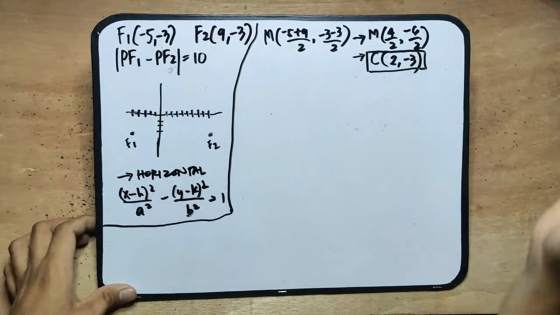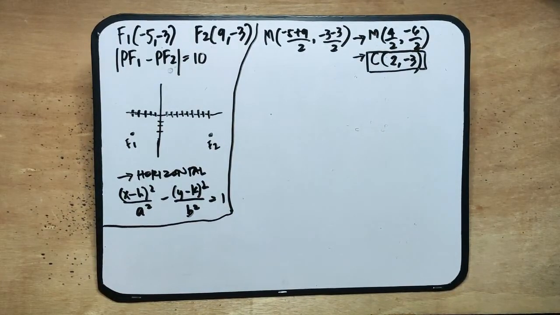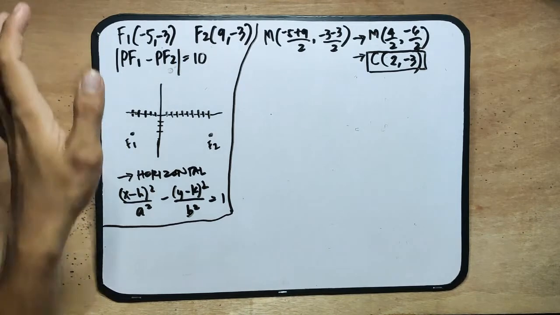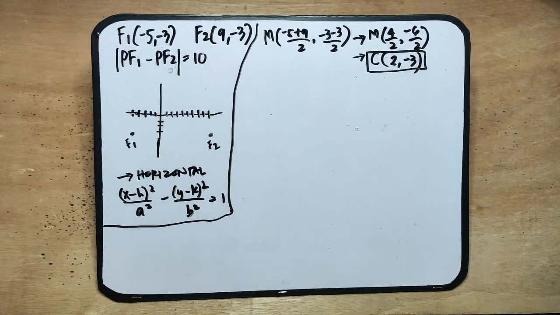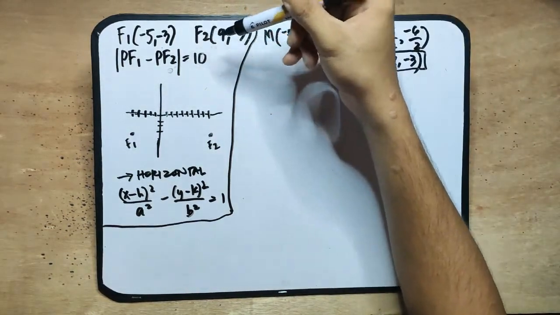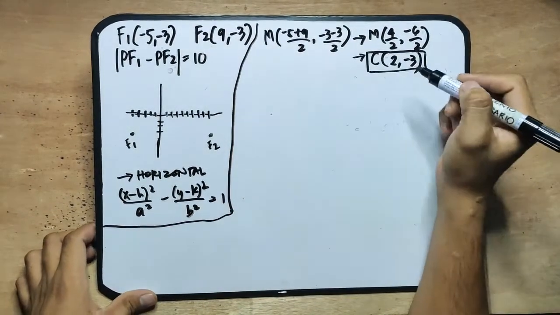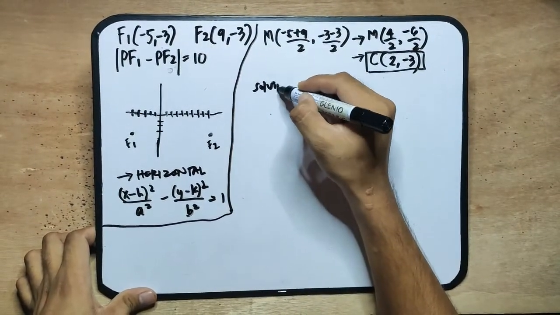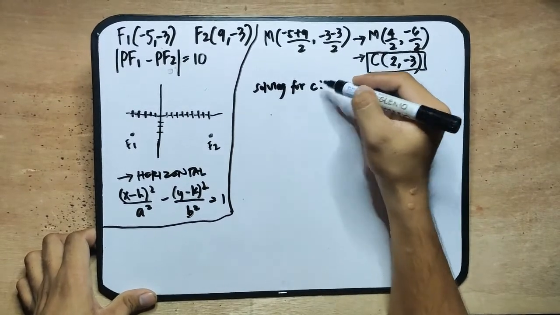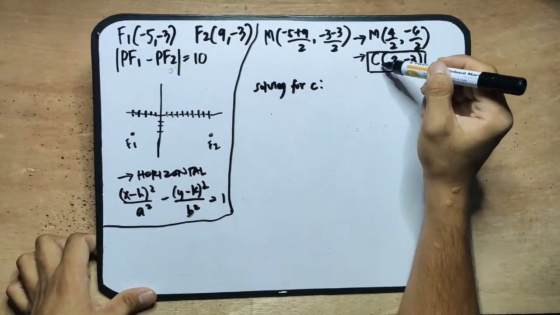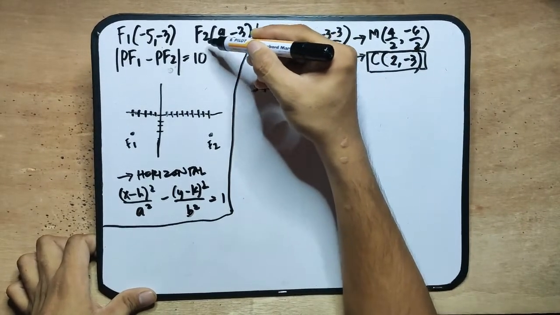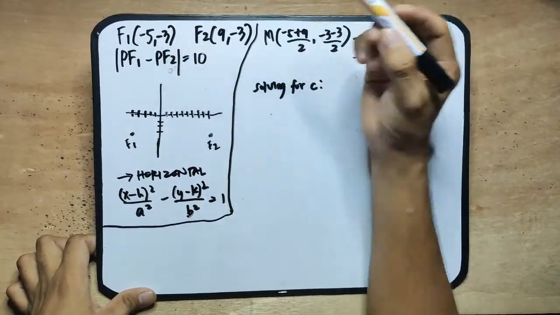So, kailangan na nating hanapin ay yung values ni A, B, and C. So, since given yung foci at nahanap na natin yung center, we can directly or immediately identify the value of C. So, how? Ano ba yung C? Yung C, yun yung distance ni center to any of the foci. Okay, so, how are we going to solve for the C? So, we write here, solving for C. We obtain the distance between C and F sub 2. I'll just use F sub 2. Pero kung gusto ninyong gamitin si F sub 1, you can do so.